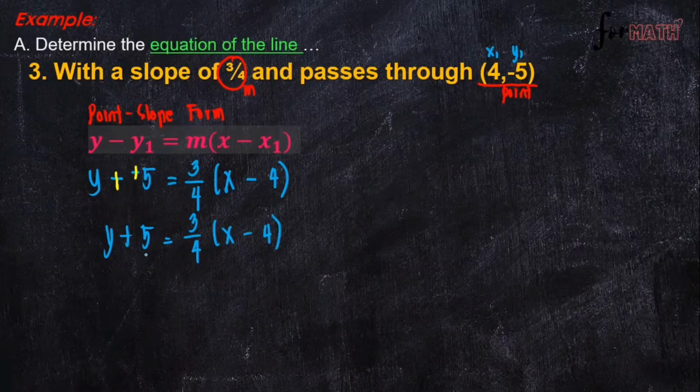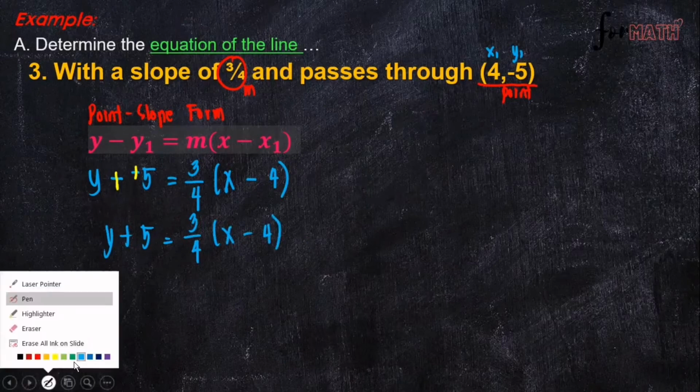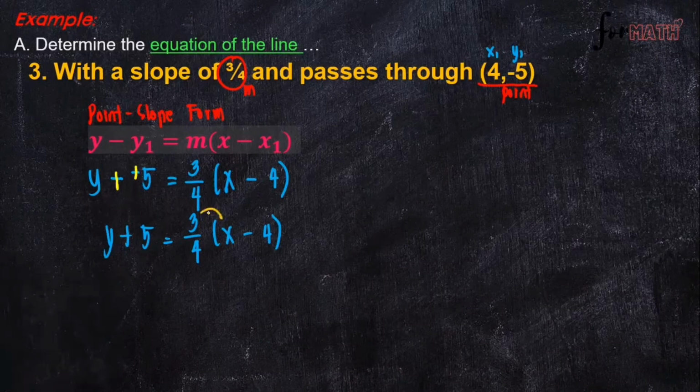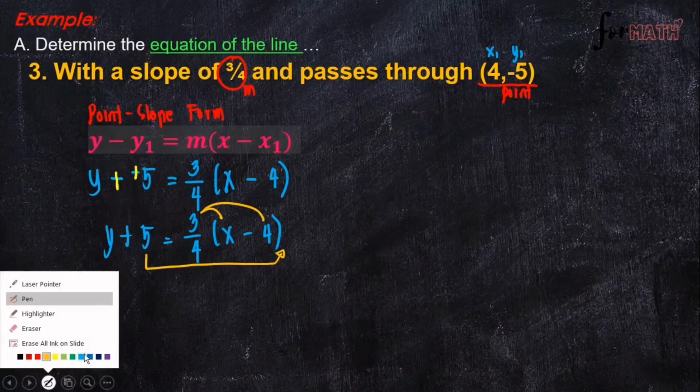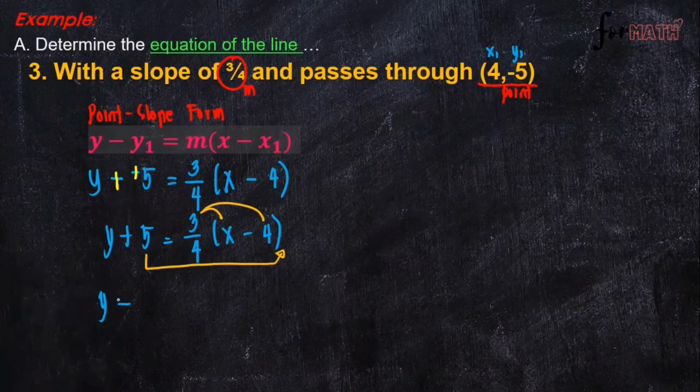Okay, so in this case, lipat natin sa kabilang side yung 5. And then of course, kailangan po natin i-distribute yung 3 over 4. Ayan, dito. Okay, so itong 5, lipat naman sa kabila. So meron kang y equals. So diretso ko na siya, magiging 3 over 4 x and then negative 4 times 3 over 4. And then lipat sa kabila yung 5, so magiging minus 5.